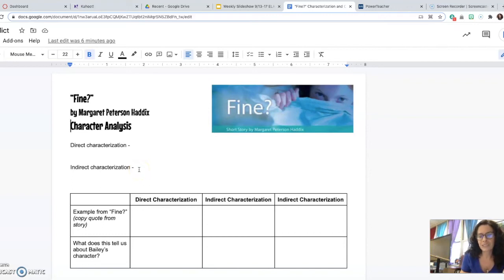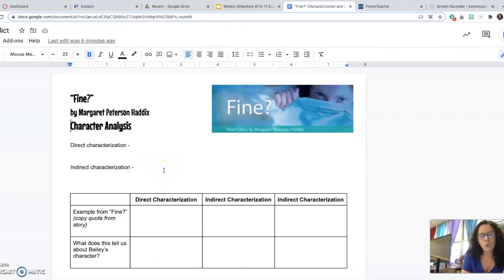And there's usually a lot more of those indirect characterizations in a story than direct characterization. You'll find some direct characterization sometimes in the beginning of a story in your exposition, and then the indirect characterization is throughout the rest of the story.